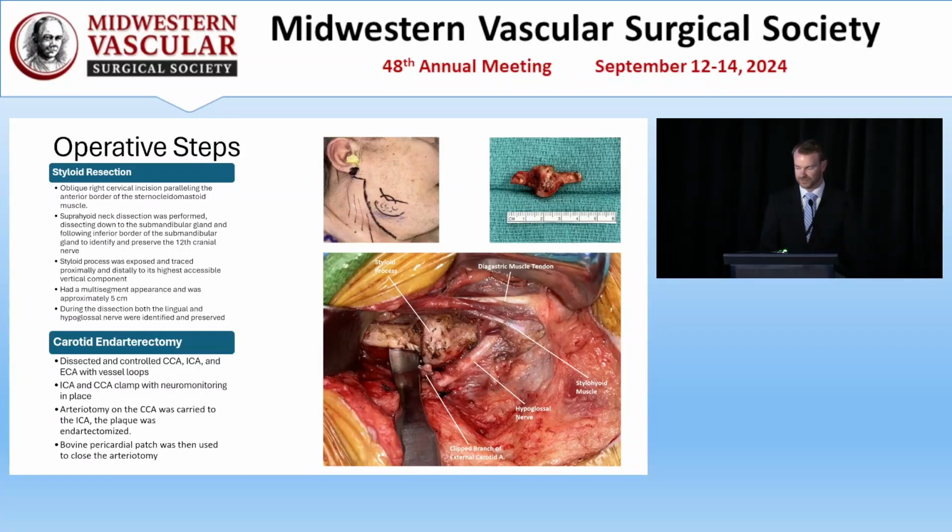So looking at the photographs here, the upper left picture is just our preoperative planning for the incision. Then we have our resected bony specimen, as well as the intraoperative picture showing the retractor underneath where our elongated styloid is. Then we have the digastric muscle tendon, the stylohyoid muscle, the hypoglossal nerve, and you actually can see a clipped branch of the external carotid artery right below the bone.